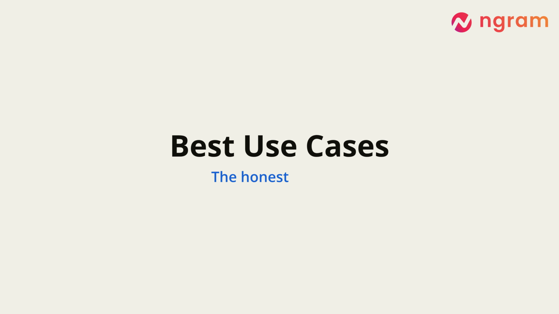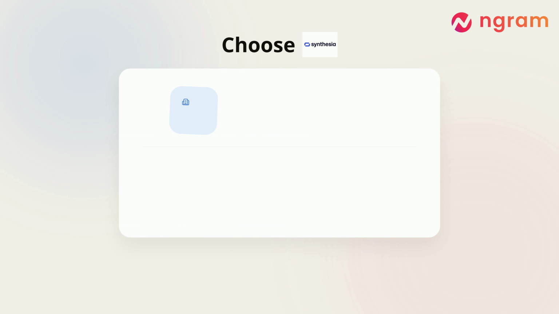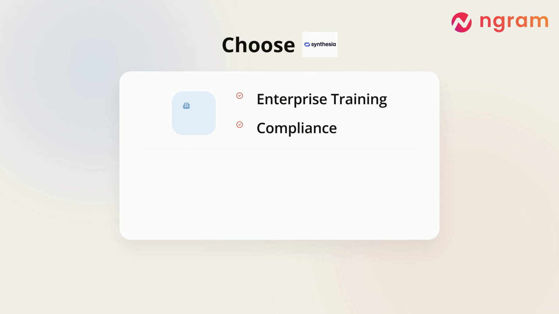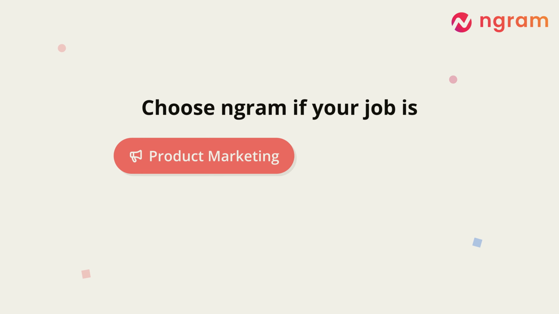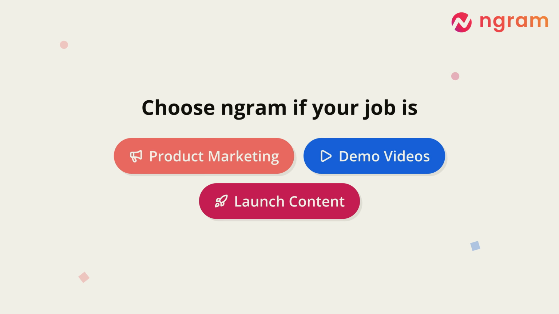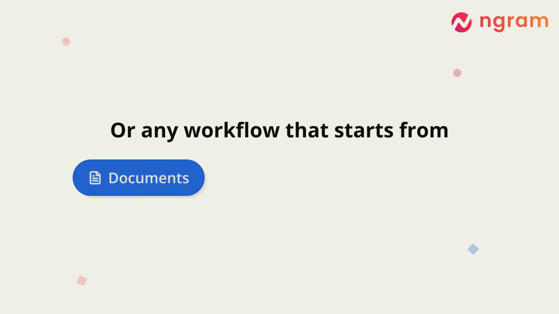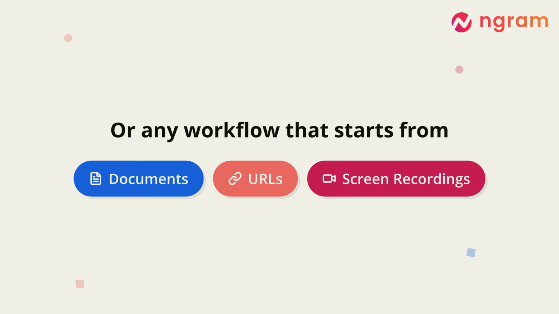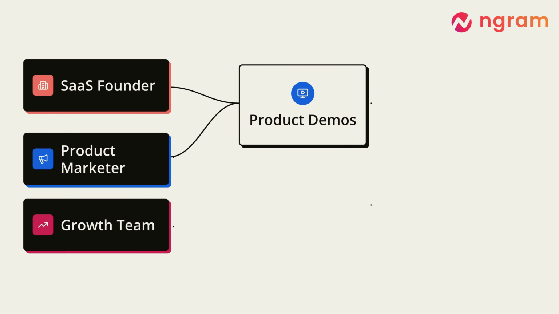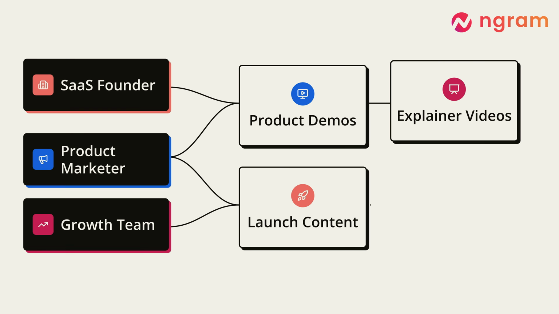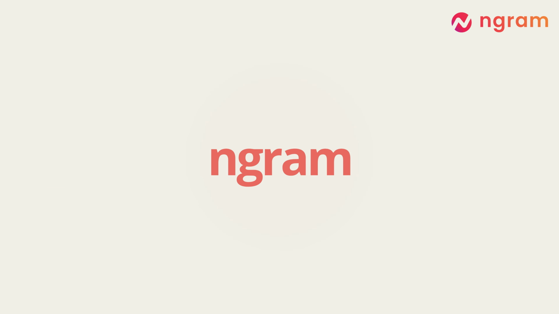Best use cases: the honest version. Choose Synthesia if you run enterprise training or compliance that needs consistent avatar presenters at scale. Choose ngram if your job is product marketing, demo videos, launch content, or any workflow that starts from documents, URLs, or screen recordings, not a blank script, and it is already trusted by teams at HubSpot, Zapier, Deal, and Rocket Mortgage. If you're a SaaS founder, product marketer, or growth team creating product demos, explainer videos, launch content, or marketing videos, ngram is the right tool.